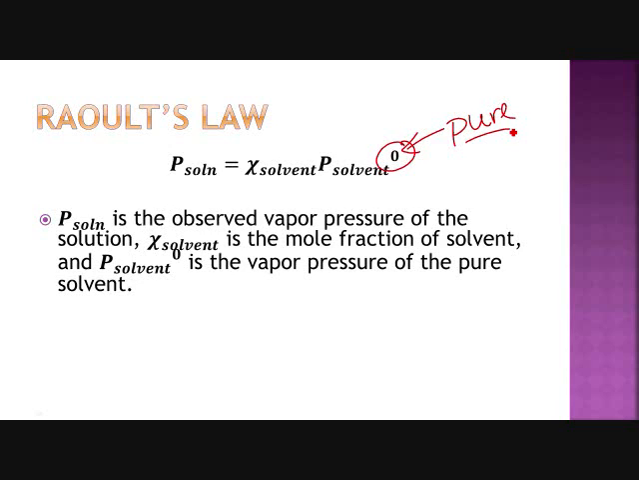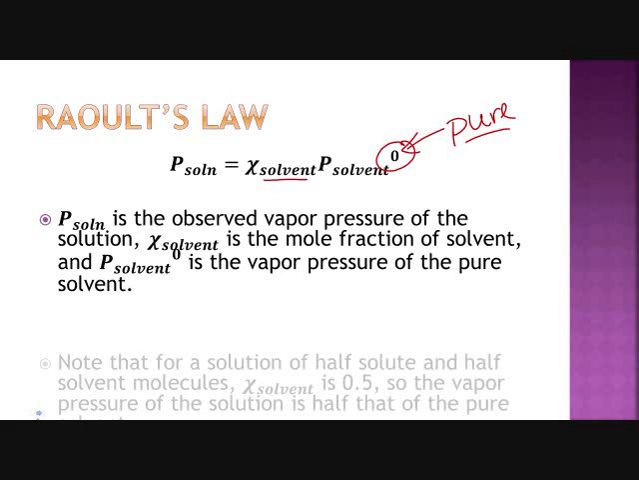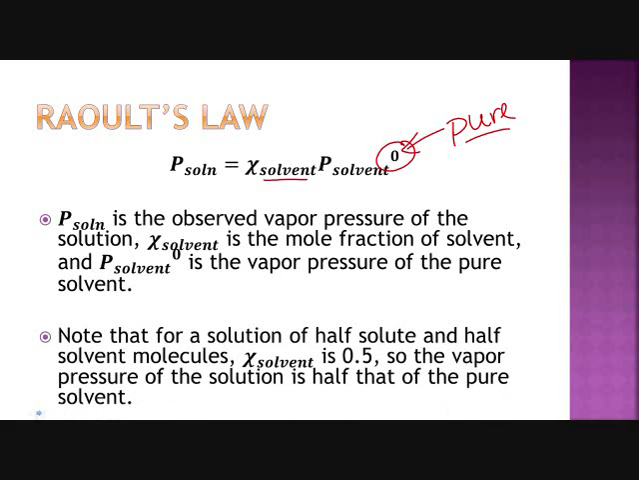Remember with mole fractions, if we want the mole fraction of the solvent, then we have to put the moles of the solvent over the total moles of the solution on the bottom. Okay, we have done that before. Note that for any solution of half solute and half solvent, the mole fraction is equal to 0.5, so the vapor pressure is half that of the pure solvent. You could do all the math and not remember that though, and that's okay. So, here we go.